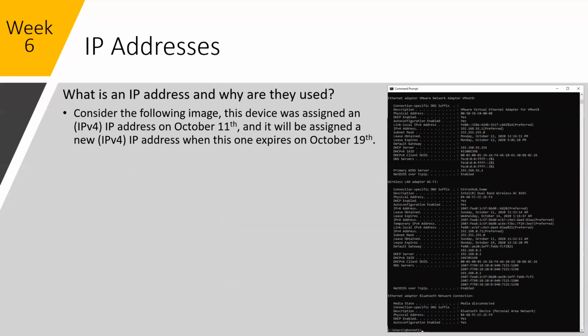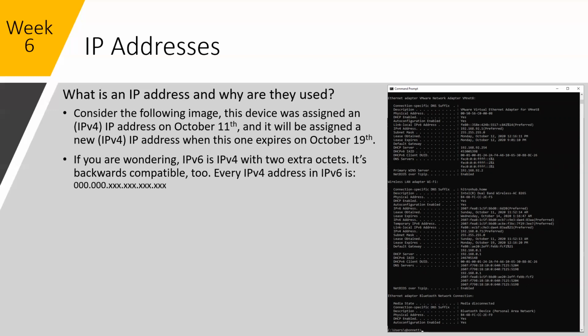This image, this command prompt, I'll show you how to pull this up. Considering the following image, this device was assigned an IPv4 address on October 11th, 2020, and it will be assigned a new one when that one expires on October 19th. You can see the lease obtained and the lease expiry date.